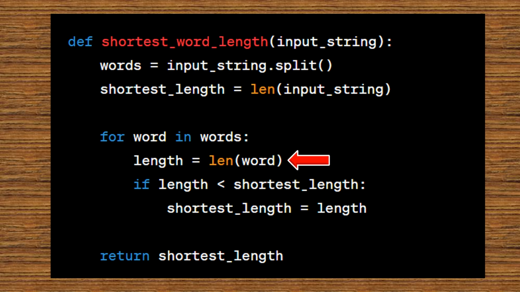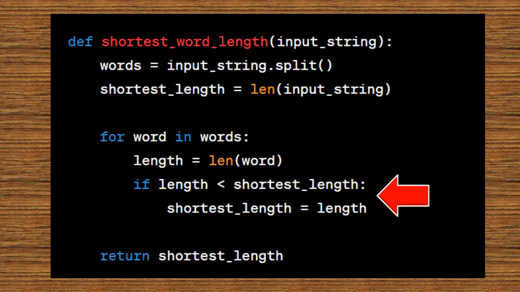Inside the loop, we calculate the length of the current word using the len function. This gives us the number of characters in the word. During this step, we compare the length of the current word, length, with the current shortest length, shortest_length. If the length of the current word is smaller than the current shortest length, we update the value of shortest_length to be equal to the length of the current word.